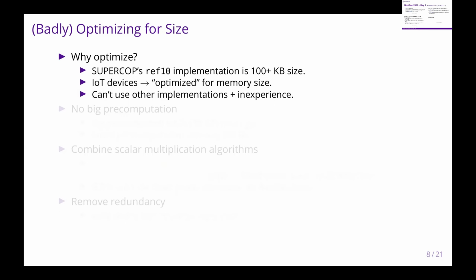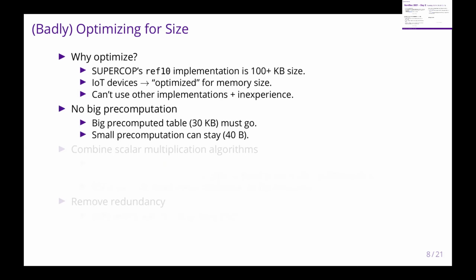So a bad way to optimize for size is to get rid of the thing that uses the most space, in this case, the big precomputation. So we could get rid of that at the cost of a slower implementation. But if our need is a smaller size, then we must sacrifice that. And the small precomputation is really small, it's 40 bytes, so we can decide to keep it or not.